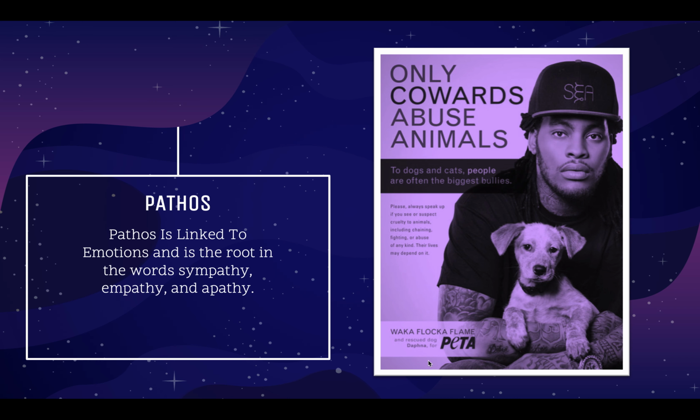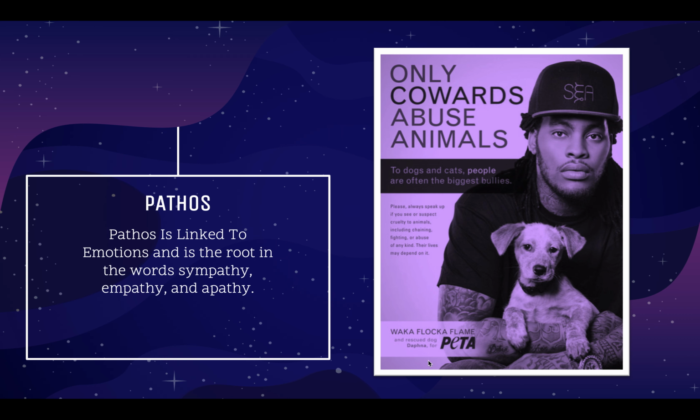And then pathos is the third of the three main rhetorical appeals. Pathos is linked to emotions, and it's going to be the root in words like sympathy, empathy, and apathy. So anytime a writer tries to make you feel something, that is going to be a use of pathos. So it can be a positive emotion or even a negative emotion.